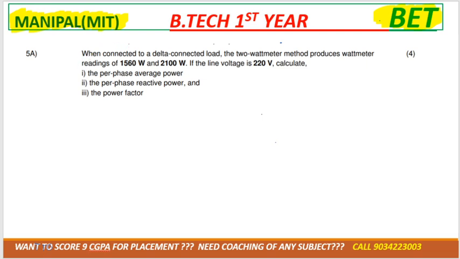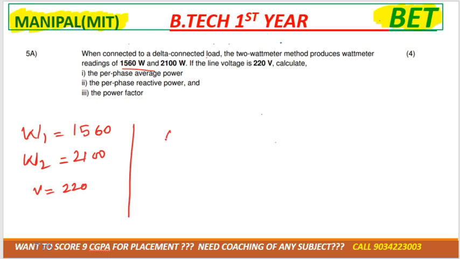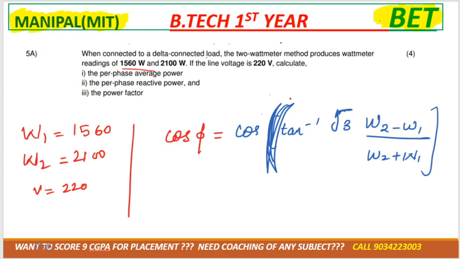तो नाउ रीड दिस क्वेश्चन. वॉटमीटर का फॉर्मूला वॉटमीटर पे बेस्ड है ये. When connected to delta connected load, 2 wattmeter produces wattmeter reading, means W1 is 1560, W2 is 2100, voltage is 220. Calculate power factor. Power factor का क्या फॉर्मूला होता है? root 3 tan inverse. But anyways, Manipal के according ये formula है. It's present in your handbook, so you don't need to finally learn this formula.